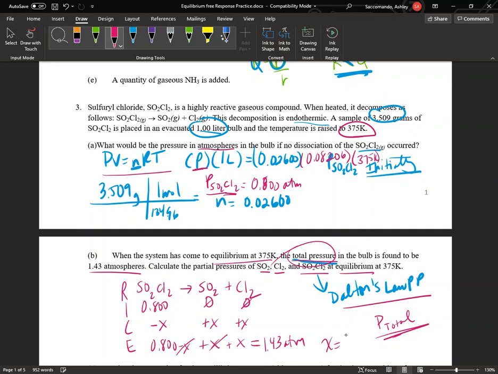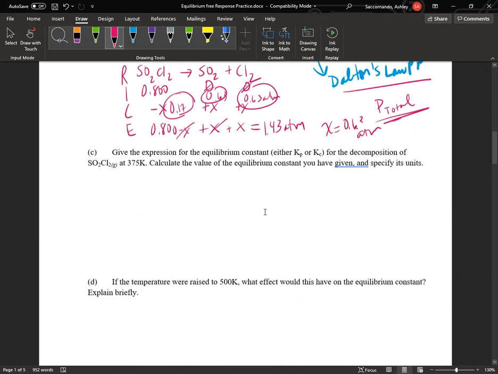So X equals 0.63 atm. Now you can figure out these two are both 0.63 atm at equilibrium, and then this one is 0.8 minus 0.63. This is 0.17 atm at equilibrium. So you'll see, you'll have a possibility of getting a total pressure problem. This is the total pressure type problem. That's one possibility.